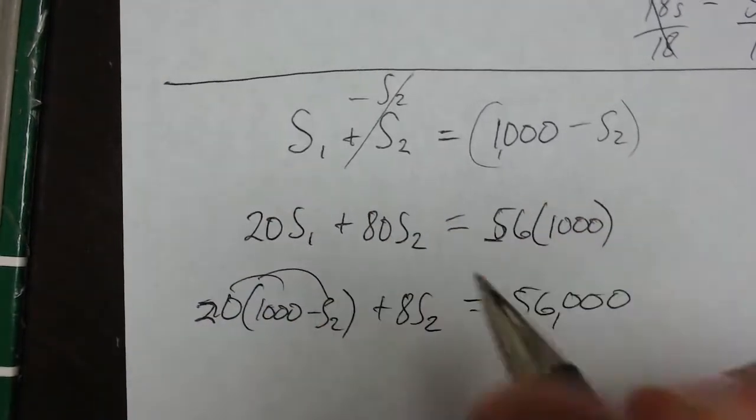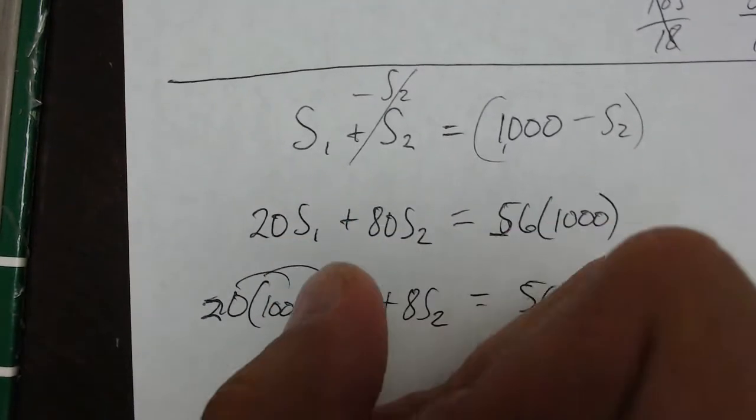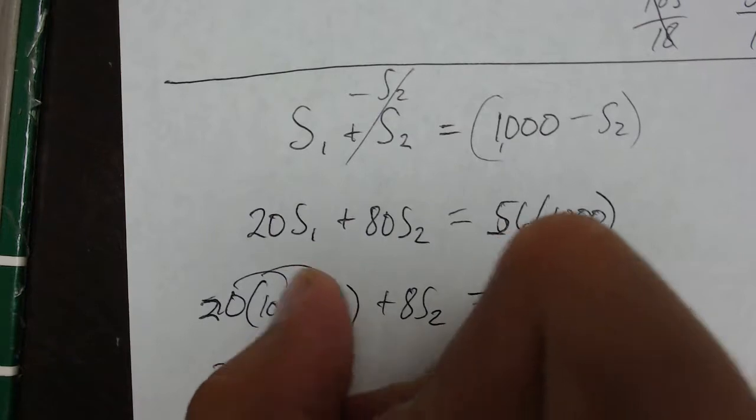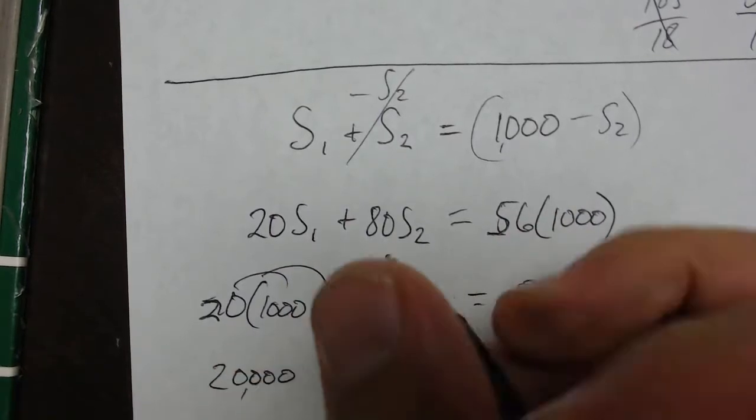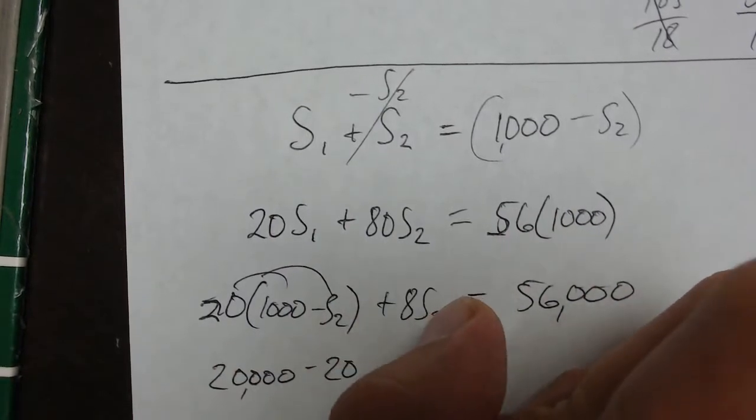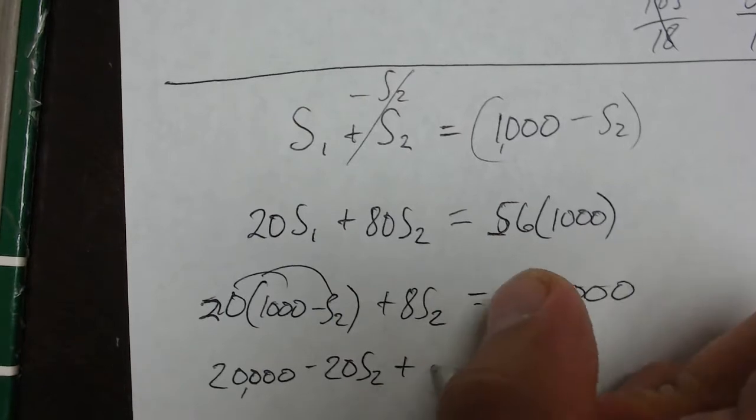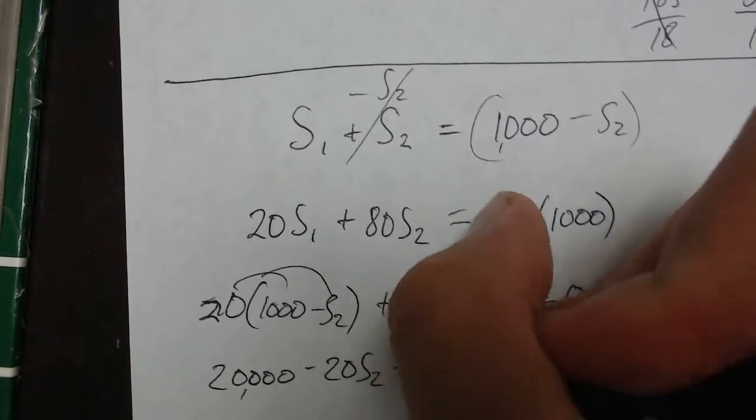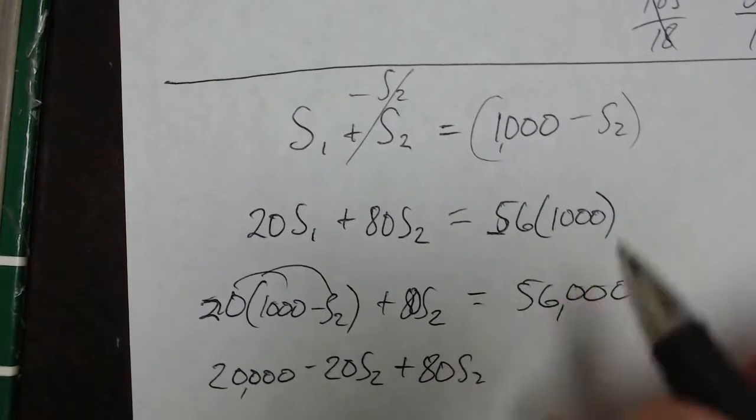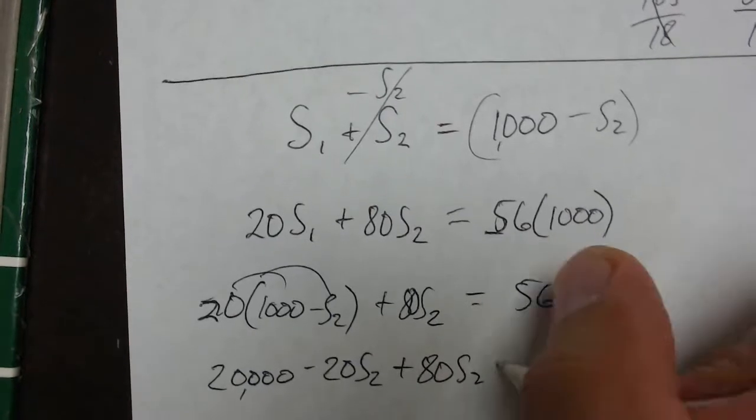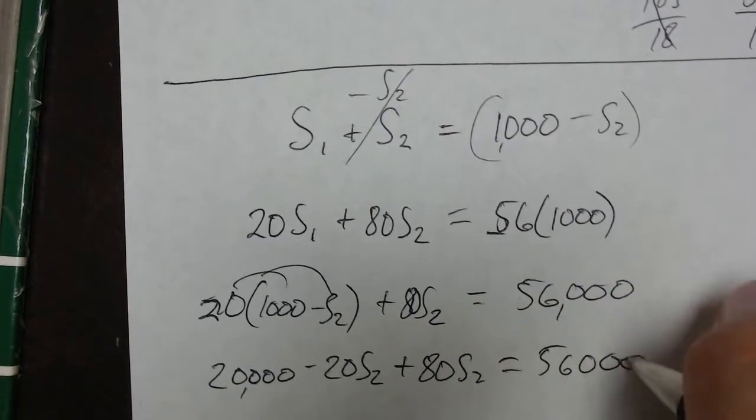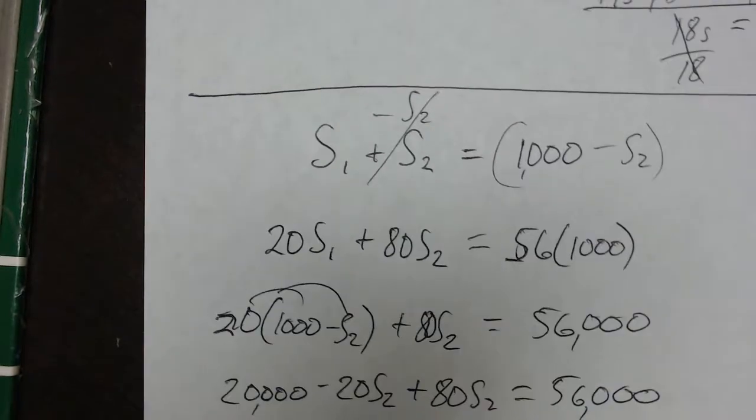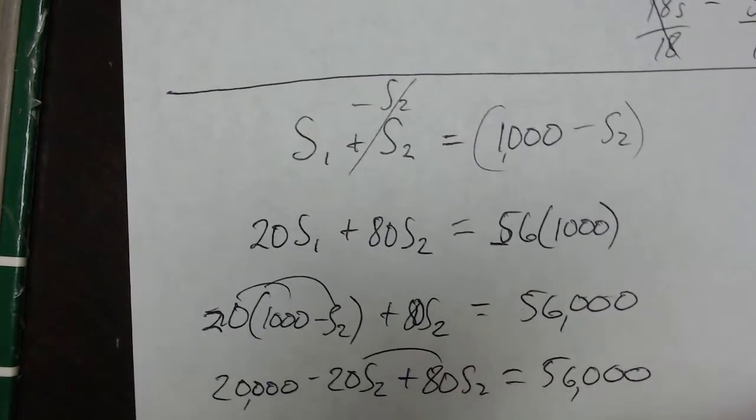From here I'll distribute, and then 20 times 1,000 gives me 20,000 minus 20 solution 2 plus 80 of solution 2. Sorry, not 8, 80. I forgot to add that 0. Equals 56,000. Okay, I'll start combining like terms.